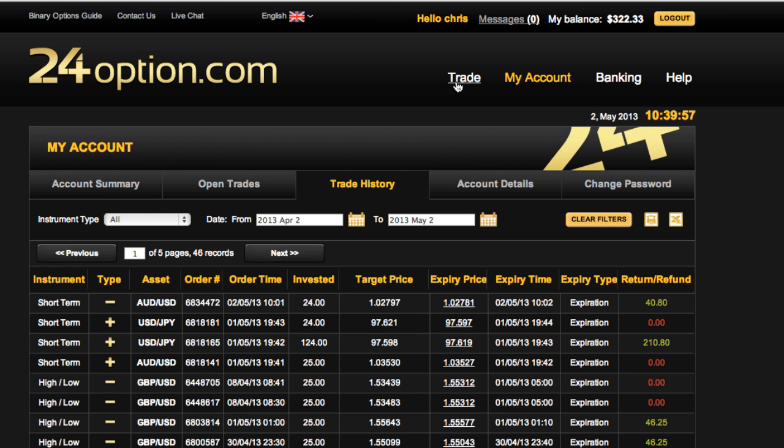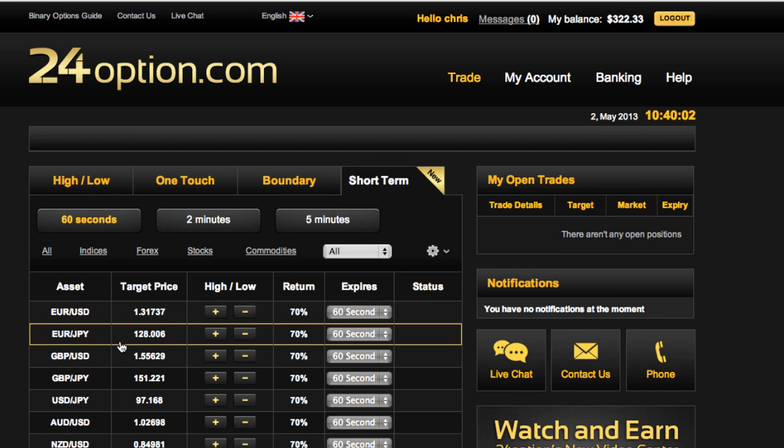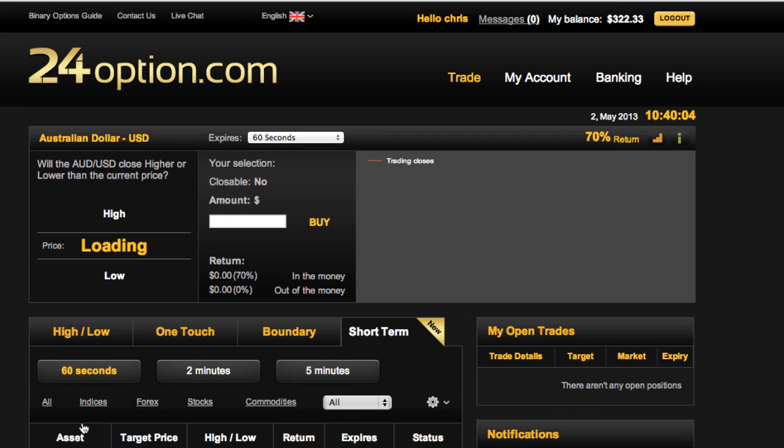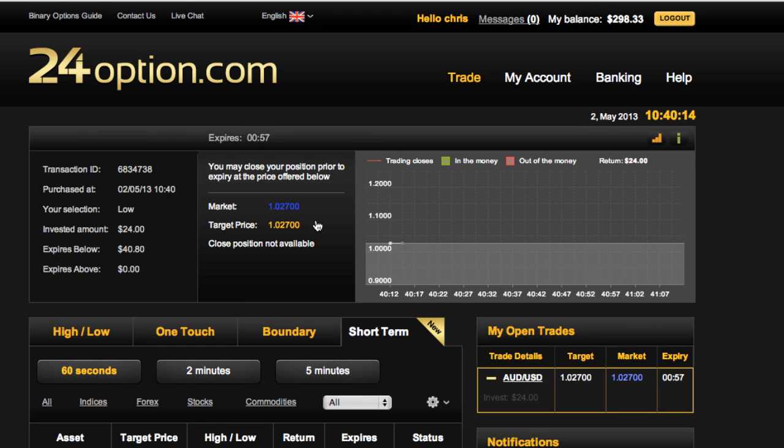Okay, so go into 60 seconds. The Australia USD. We're going to do a low call. $24 is the minimum investment. Click buy. So let's actually see this in action. So this is my test trade in inverted commas. This is to confirm the trend. So based on this outcome, we'll trade again, or we might wait a bit to see if the trend is actually going down.